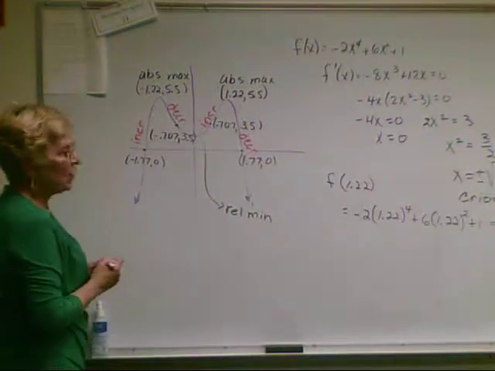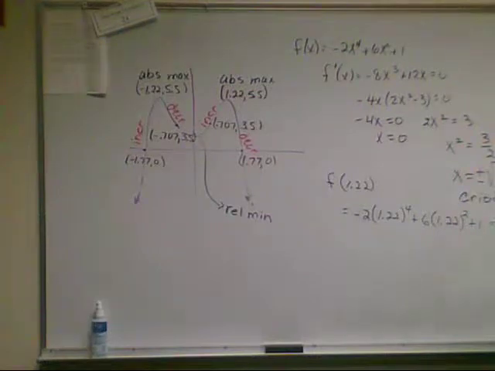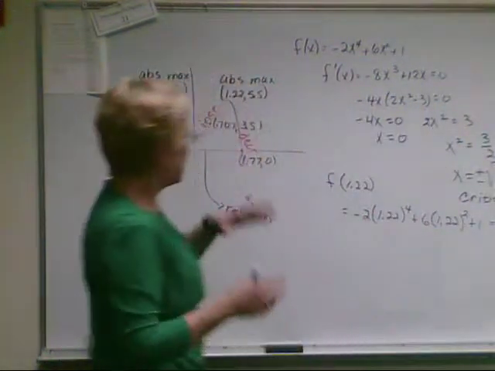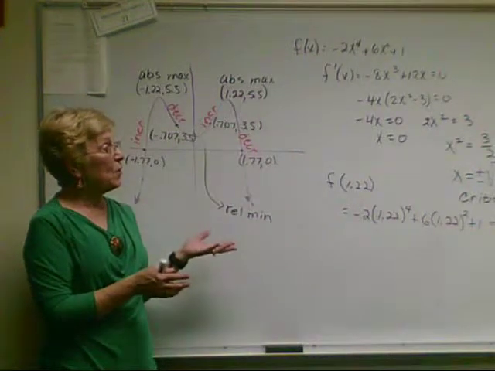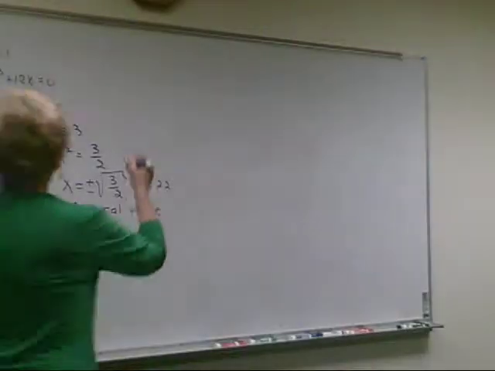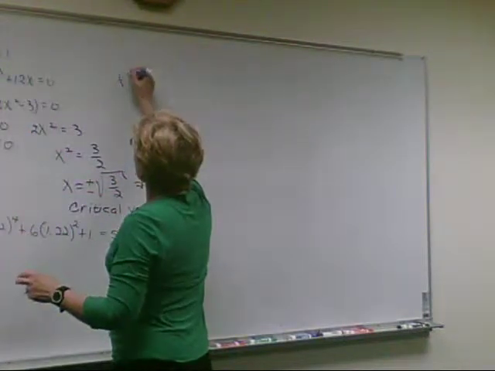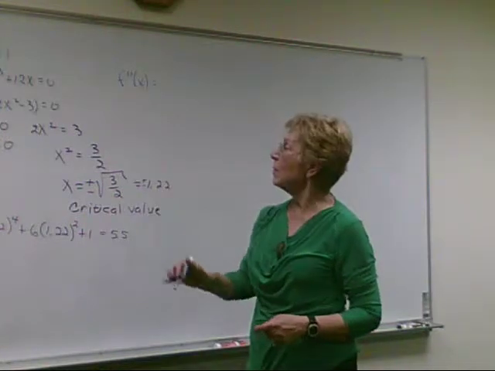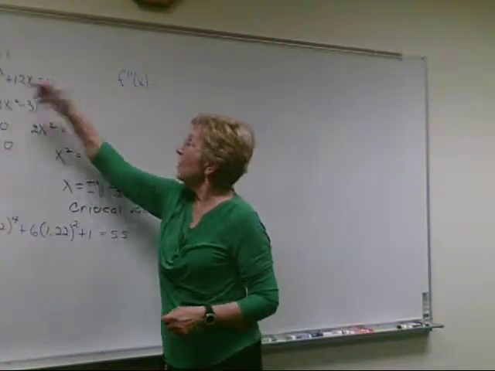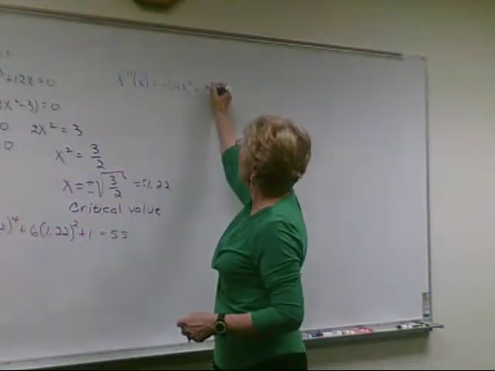And I probably should get another color for concavity. And to determine the exact place where concavity switches, we actually need to use the second derivative. So I'm going to take my first derivative and take the derivative of that. So I'm starting all over again with a new problem. So I'm going to have minus 24x squared plus 12.